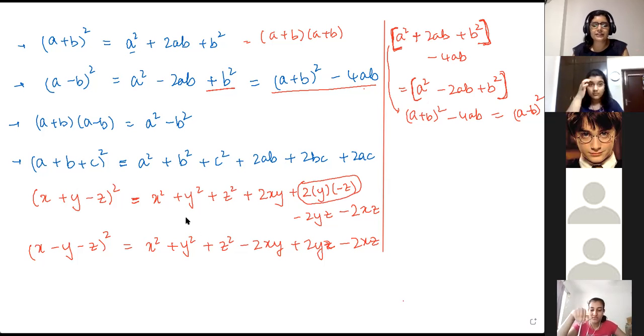So ma'am, can I say the answer? अभी लिख लिया ना, just check if you got it right. Yes, it's right: x square plus y square plus z square minus 2xy plus 2yz minus 2xz. ठीक है. So if there are 3 terms and you take the square, that's the pattern: हर एक term का square आएगा, and then 2 times of AB, BC, AC.